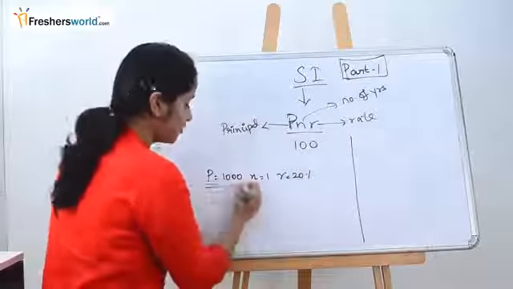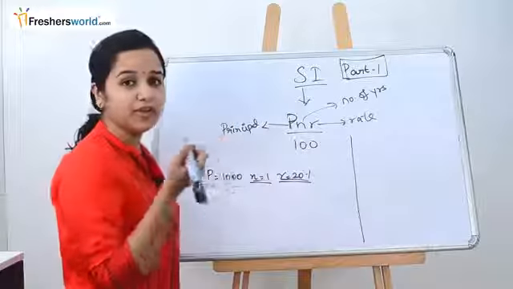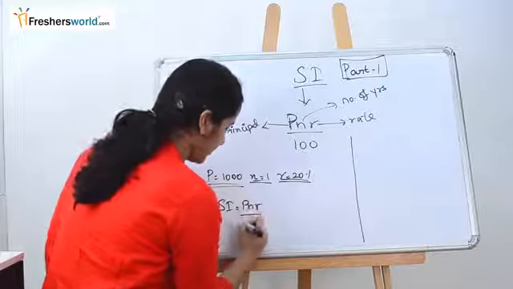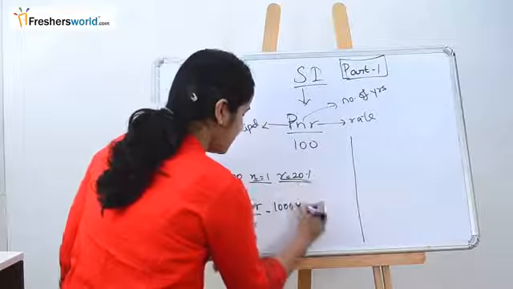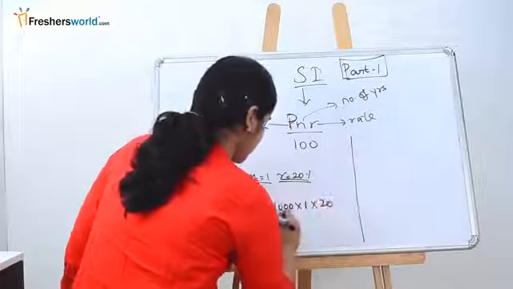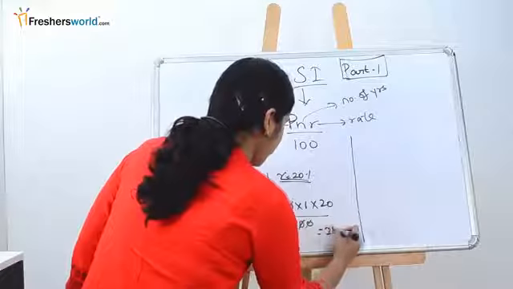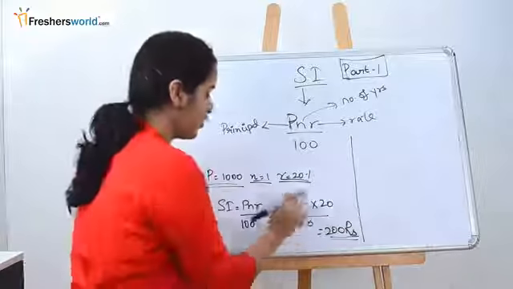Let's say you're going to put 1000 rupees in a bank for a year at a rate of 20%. Now you're going to find the simple interest. Simple interest is PNR by 100. Principal is 1000 rupees, number of years is 1, rate is 20 divided by 100. That is nothing but 200 rupees. So the interest at the end of the year is 200 rupees.